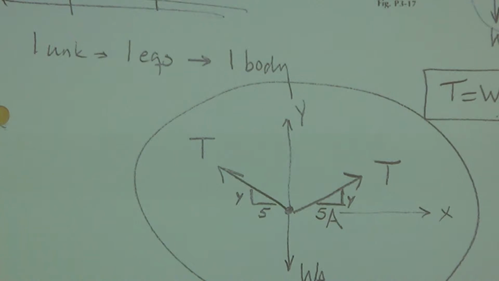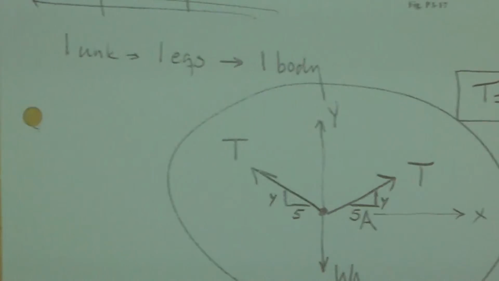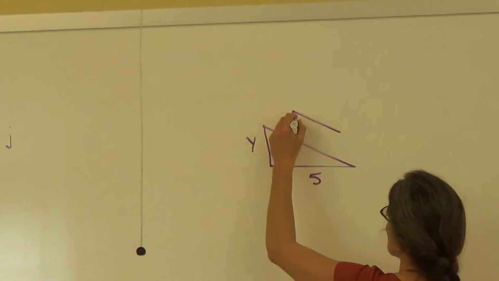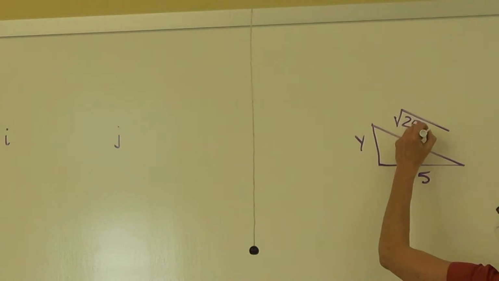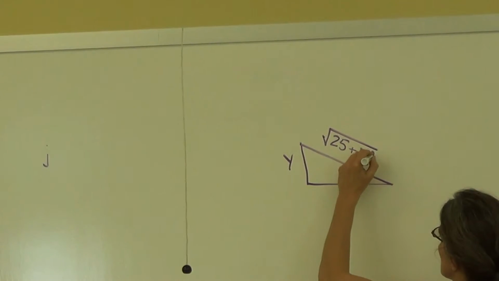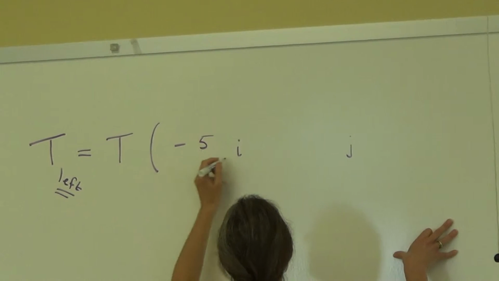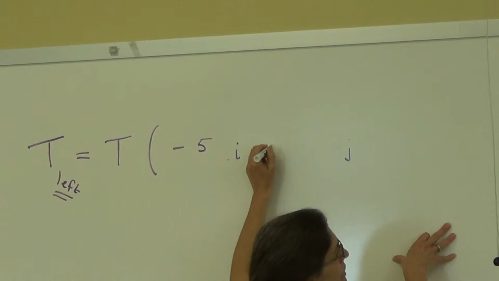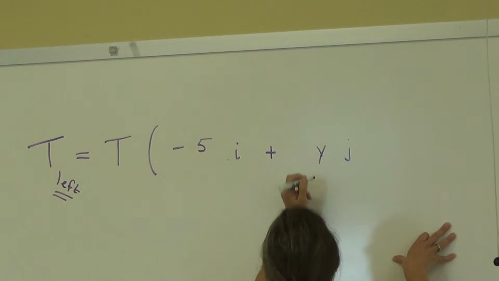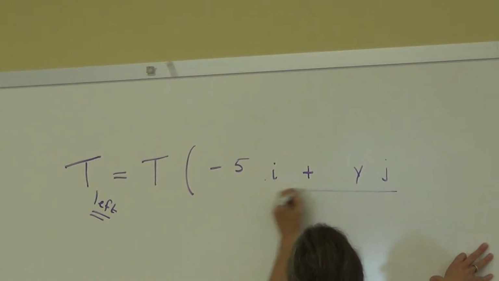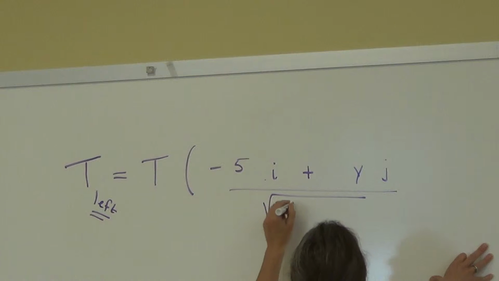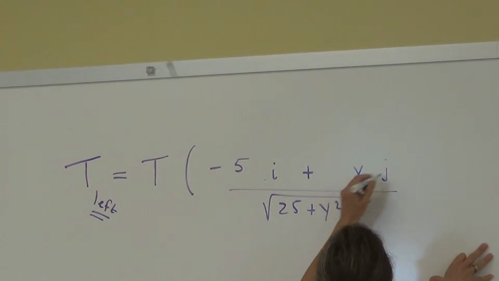So we have a triangle, right? Of a y and a 5. So what's the hypotenuse here? Y squared plus... 25, 5 squared plus y squared. So what's the x? -5, right? And the y is y over radical 25 plus y squared.